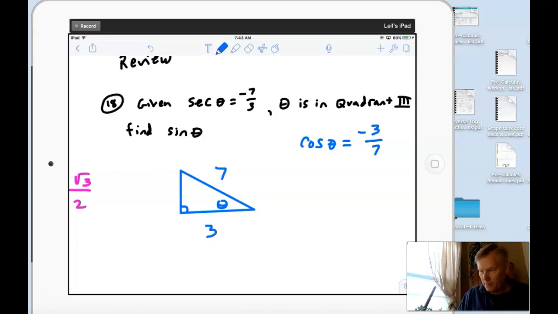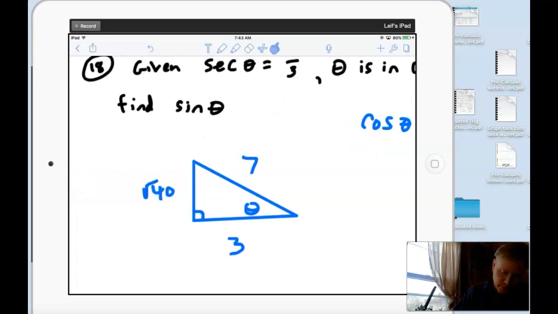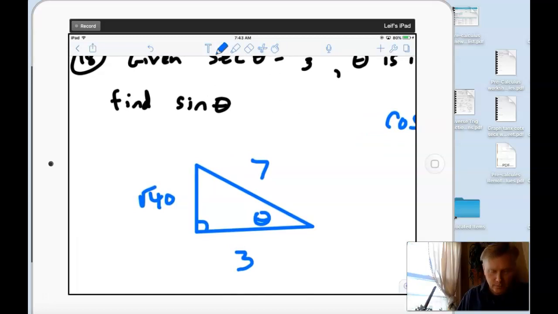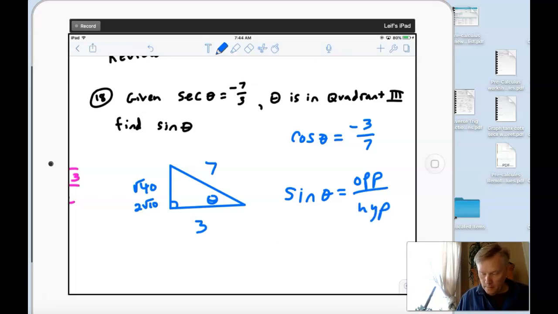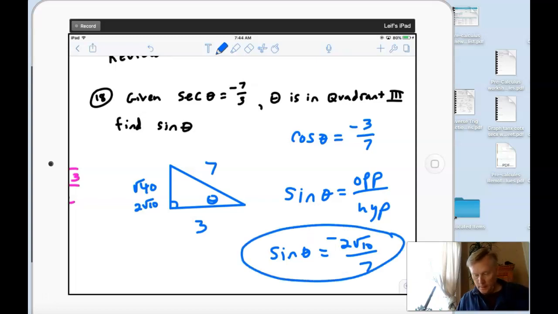And if I do Pythagorean theorem, I will find out that this side here will be square root of 40, which reduces to, I could break up that radical into 4 times square root of 10, which would be 2 square roots of 10. So that's what that side is. Now, if I'm looking at this, what's the sine of theta? Well, the sine is the opposite over the hypotenuse. And therefore, the opposite is the 2 square roots of 10. The hypotenuse is a 7. And if I'm in quadrant 3, the sine is negative down there. So that would be my answer for that.